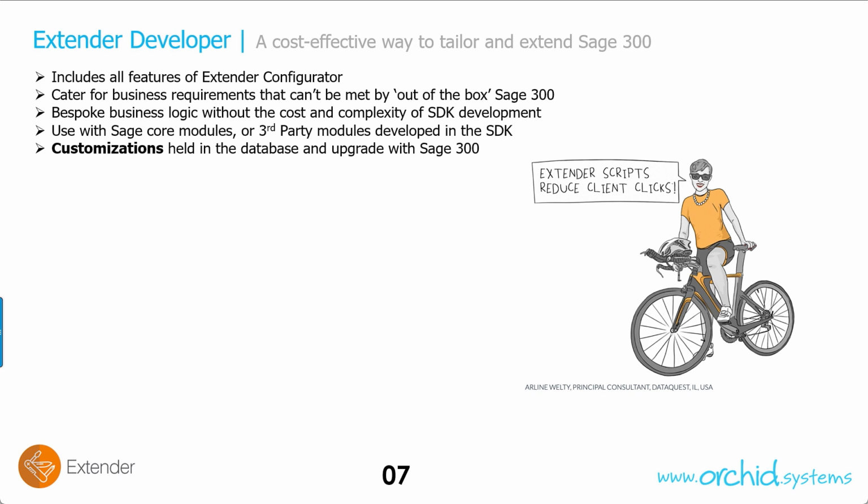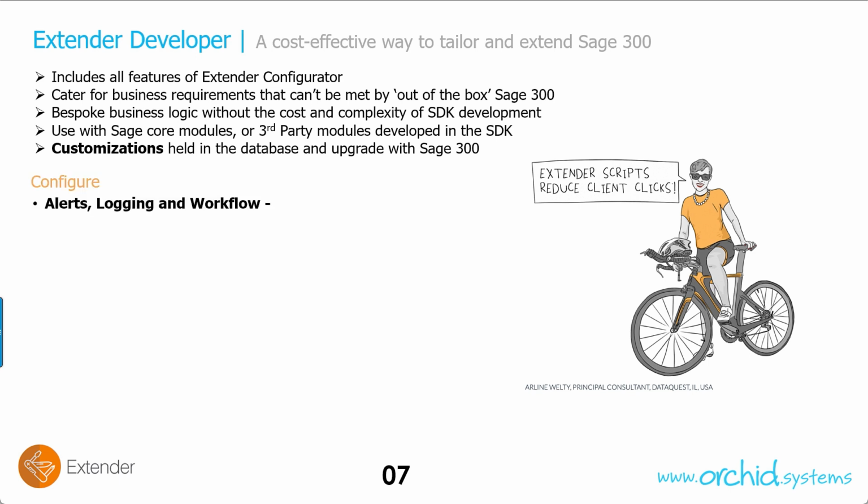Extender Developer is a cost-effective way to tailor and extend Sage 300. It includes all features of Extender Configurator, but also caters for business requirements that can't be met by out-of-the-box Sage 300. You can build your bespoke business logic without the cost and complexity of full SDK development. But all your customizations are also held in the database and will upgrade with Sage 300.